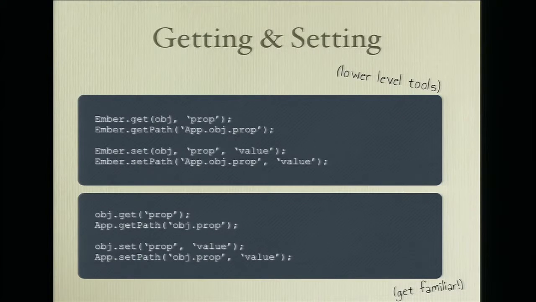Some more lower level tools here. This is basically how you can get and set things. And you can get and set things using full paths as well, and it will walk down the chain and try to find the right property for you. The top are kind of the low level things. The bottom here are the things you use on a regular basis.